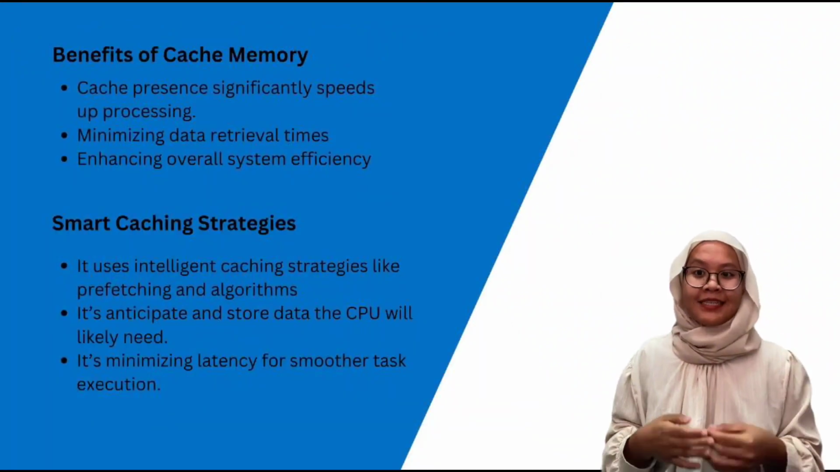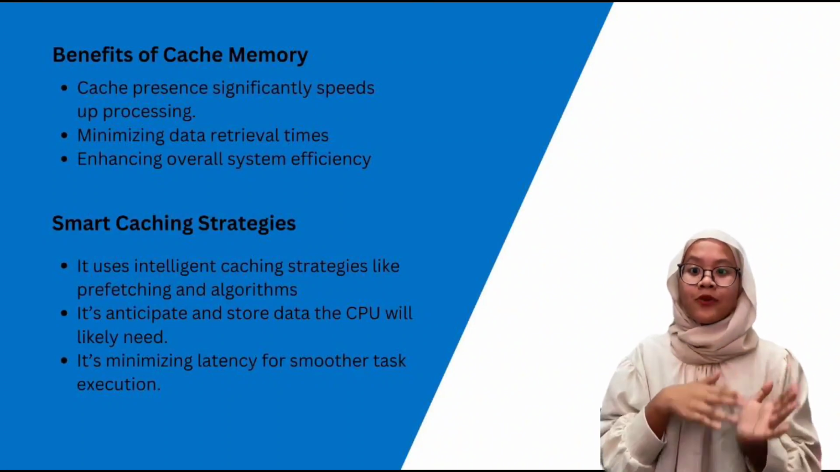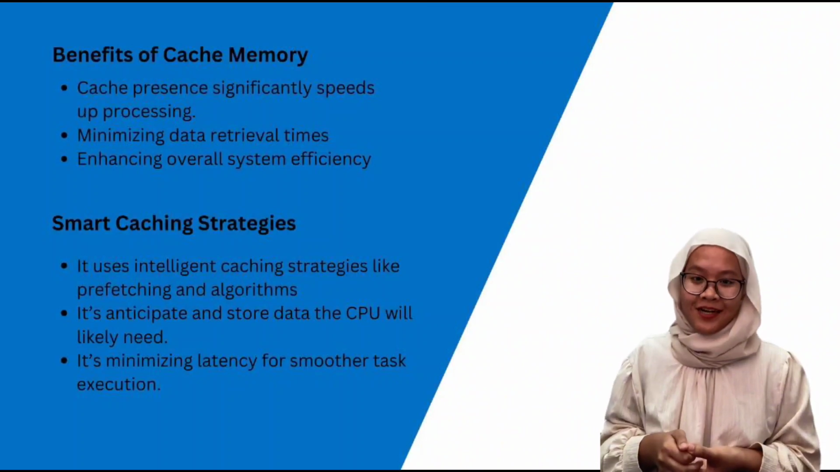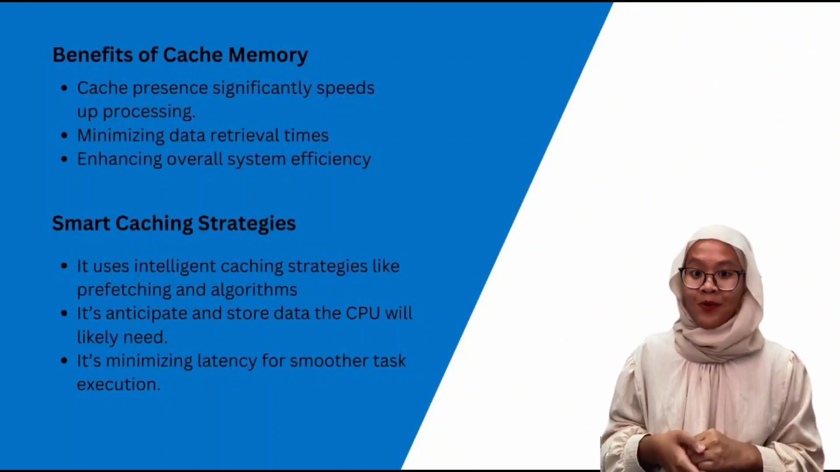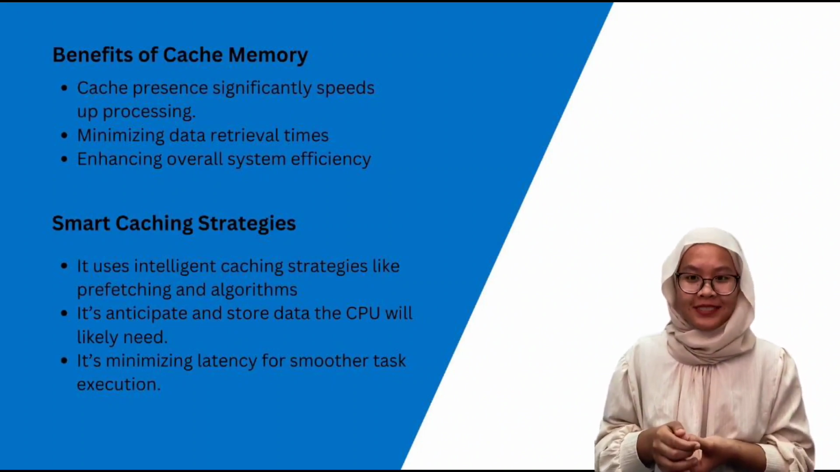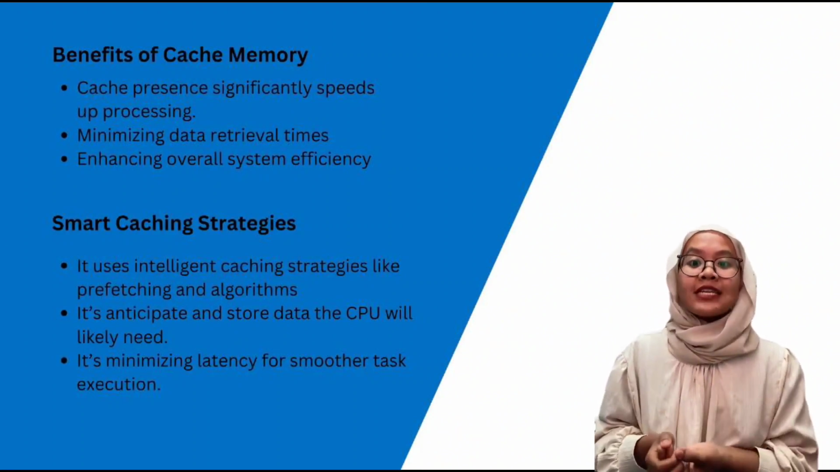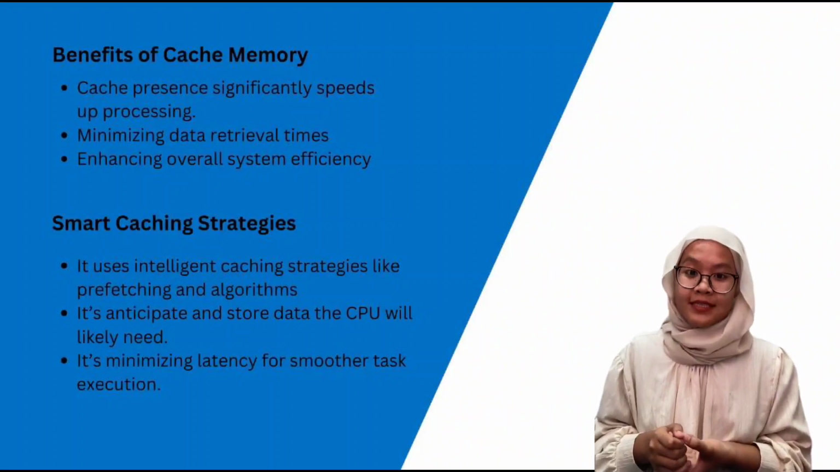In computer architecture, cache memory serves as an important buffer between the CPU and RAM. Its main function is to store frequently accessed instructions and data, reducing the need to repeatedly fetch them from slower main memory. The presence of the cache memory significantly accelerates processing speeds. By minimizing data retrieval times, the CPU can quickly access information, enhancing the overall efficiency of the system.